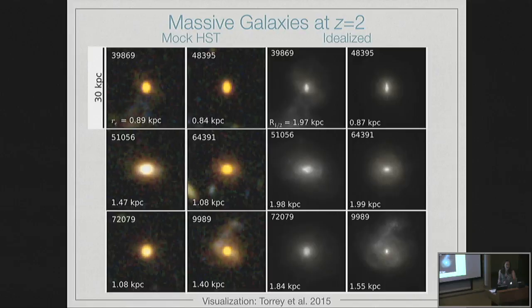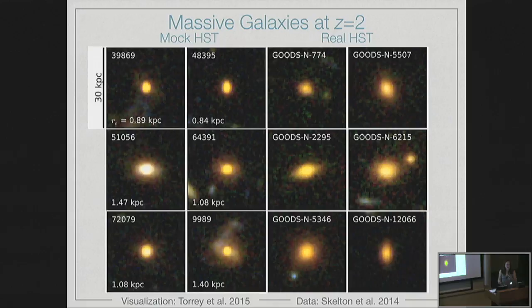So now if I bring back the six examples that I showed you at the beginning of real compact elliptical galaxies, we can see that at least by eye, these simulated galaxies look like decent analogs to the observed galaxies. And so this gives us some confidence that if we find out how galaxies like this form in the simulation, it might tell us something about how galaxies like this form in the real universe.